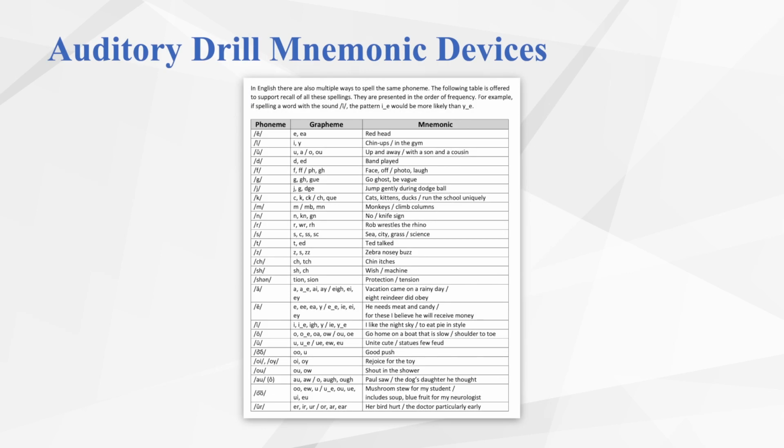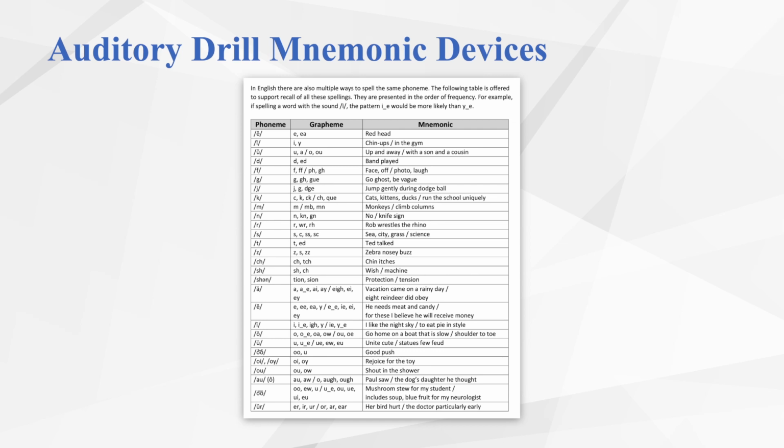On this screen is a chart of words, keywords, or mnemonics to support retrieval of all the possible spellings or graphemes for different sounds or phonemes. The phoneme, or the sound, is on the left side. The grapheme, or the letters that are used to spell that sound, are in the middle column. And then on the far right are the words to help our memory for these spelling patterns.